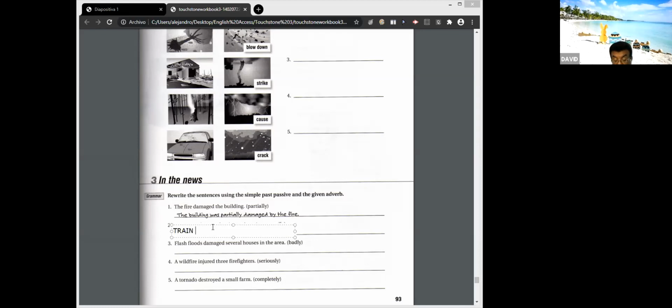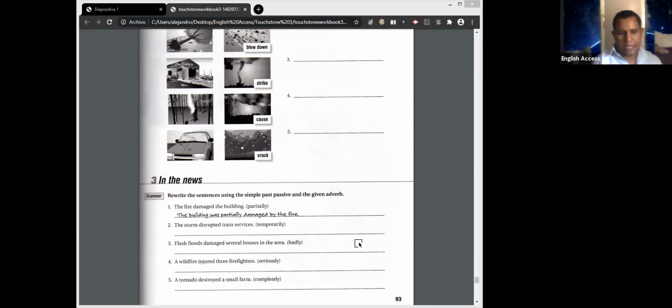Number 4. A wildfire injured 3 firefighters. The answer: 3 firefighters were seriously injured by a wildfire. The last one: a tornado destroyed a small farm. The answer is: a small farm was completely destroyed by a tornado. Excellent. Yeah, tornado. Very good.